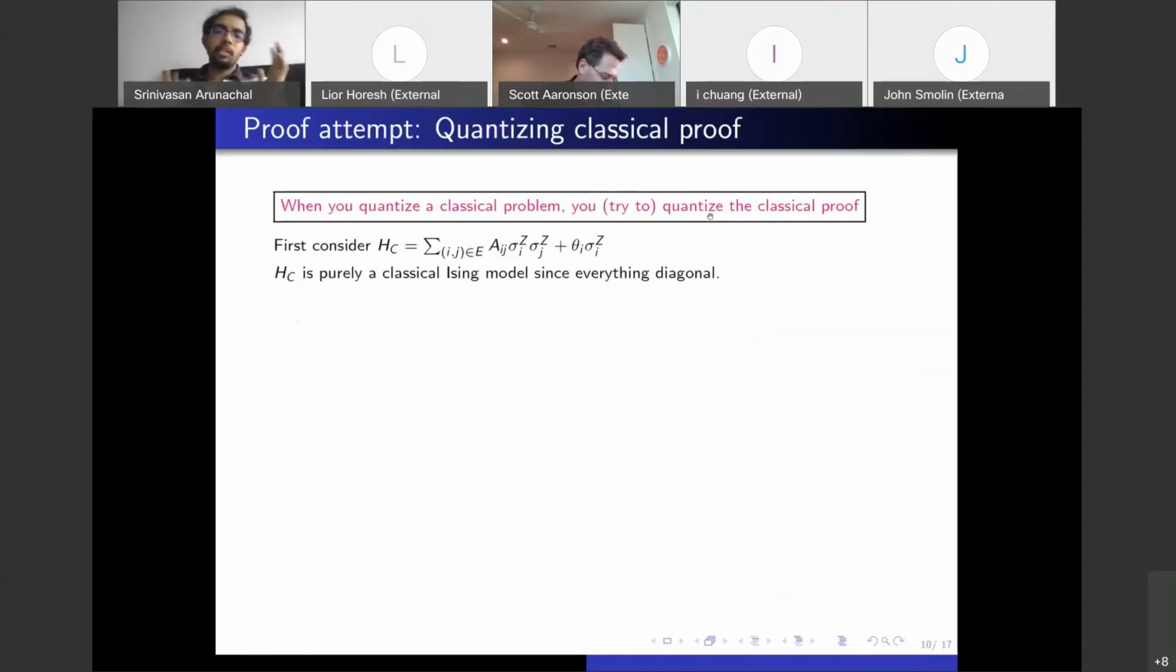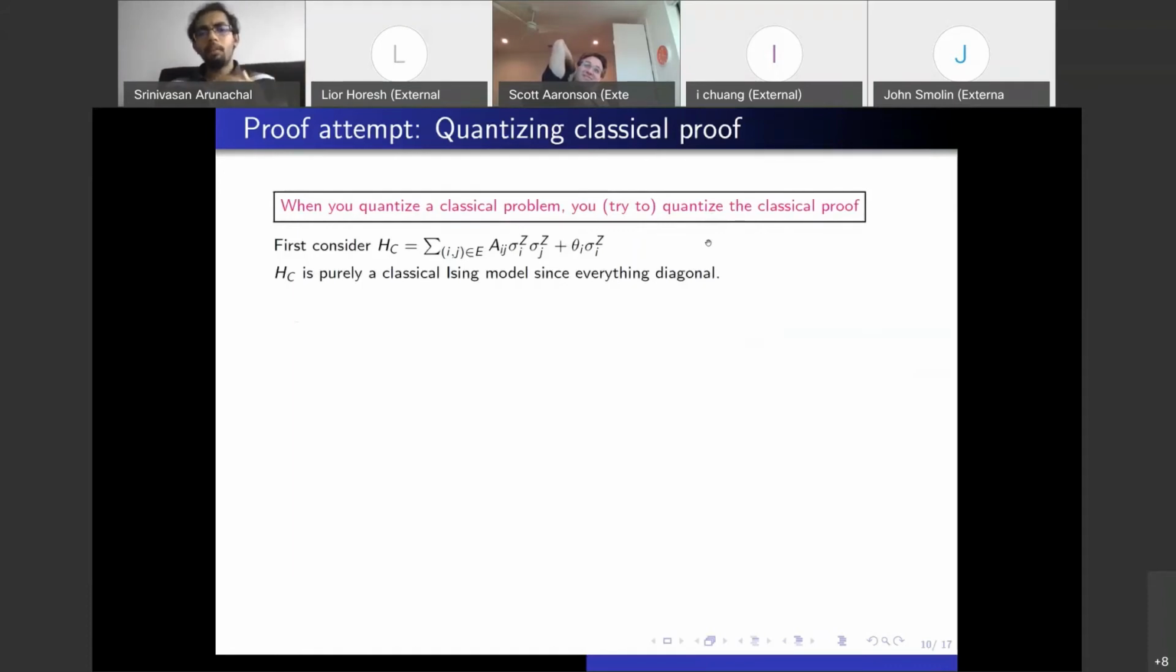So sigma z is just a z matrix. Think of it as a 2 by 2 matrix, which has 1 and -1 on the diagonal and 0 in the off-diagonal elements. And sigma z i is acting only on the ith site. In particular, if you write down this Hamiltonian, it's a completely diagonal expression because sigma z is diagonal, everything is diagonal. So it's actually just a classical Hamiltonian.